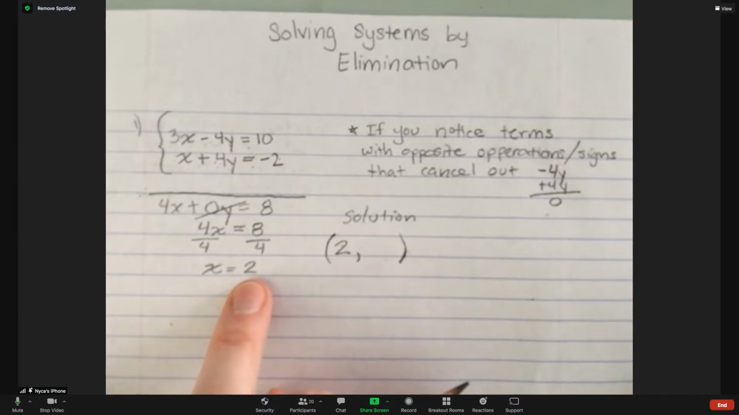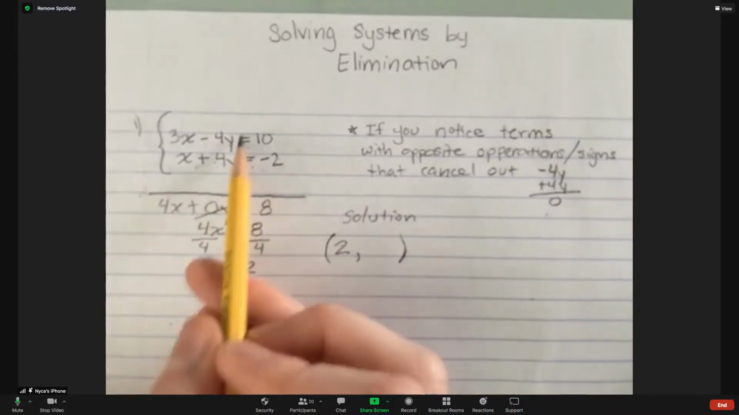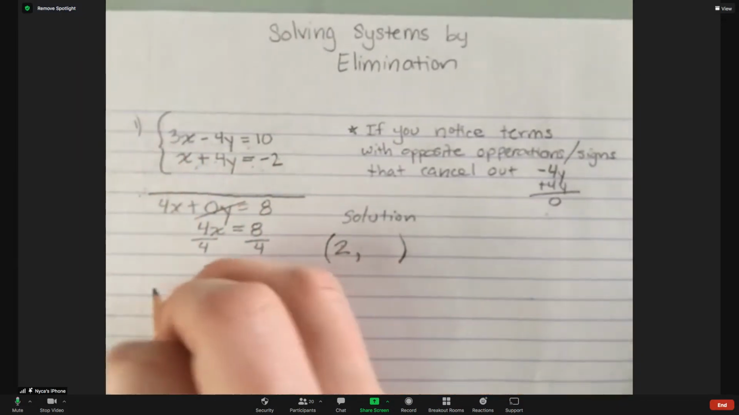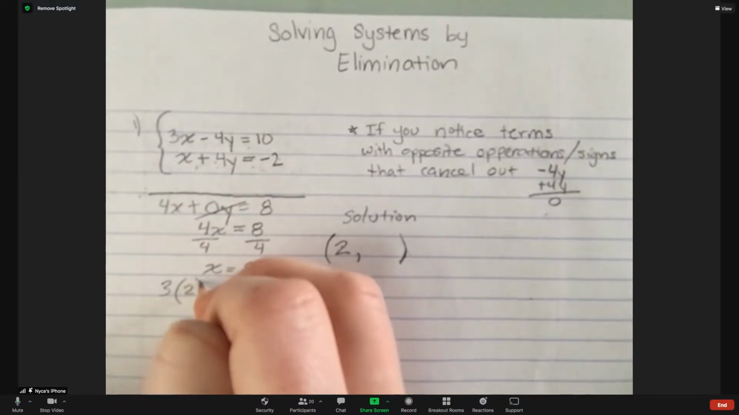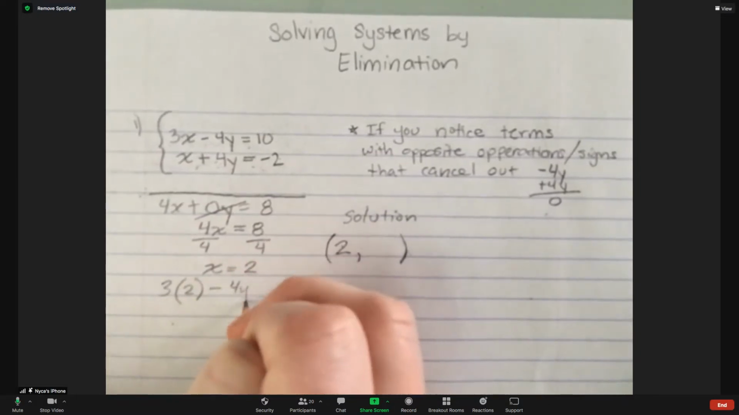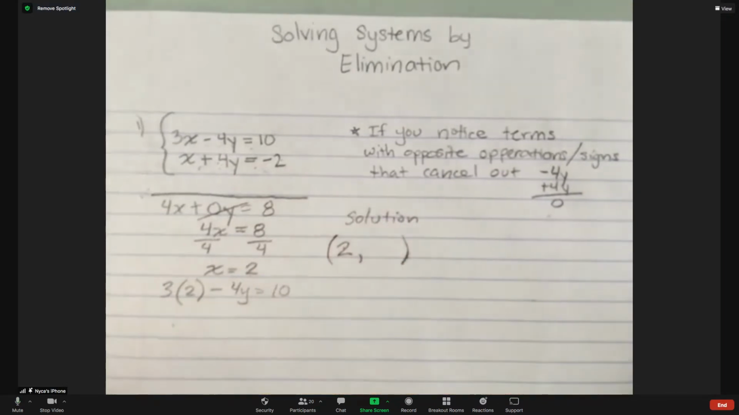Now you just go back, you have this, and you use the substitution method. You just plug it in. And you can pick any equation to plug it into. I'm just going to plug it into the first one. So 3 times 2 minus 4y equals 10.